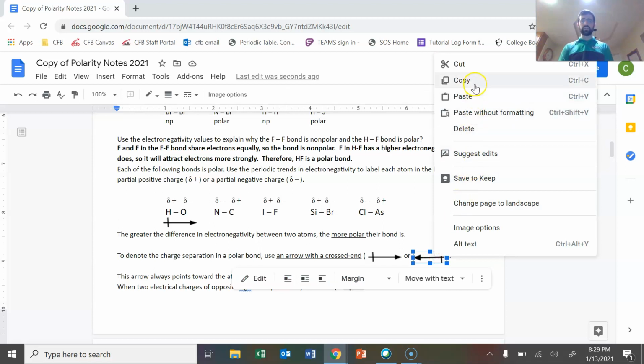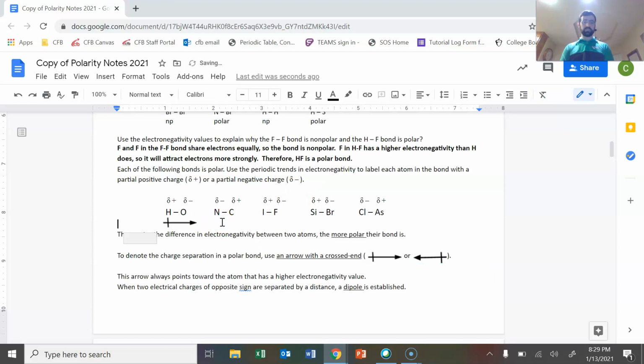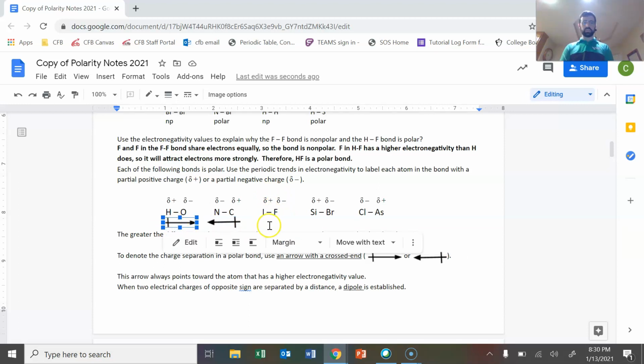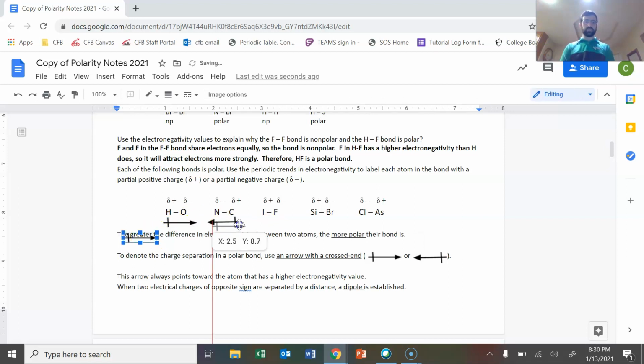Copy, or you could hit Control C to copy it. And I'm going to paste it over here. I hit Control V to paste. And then I'll just put it right there. All right, and then I have this one, which is like this. So I'll copy that and paste it. Move it right here.